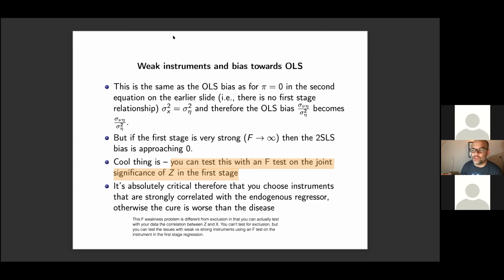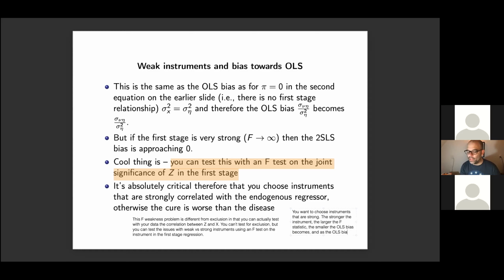So you don't want to use weak instruments, which then leads directly into Angelica's question. Can we use this argument to support our choice of instrument if F is large? Yes, you can. We'll get to that in a second, but what you want to do is choose instruments that are strong. The stronger the instrument, the larger the F statistic, the smaller the OLS bias becomes.